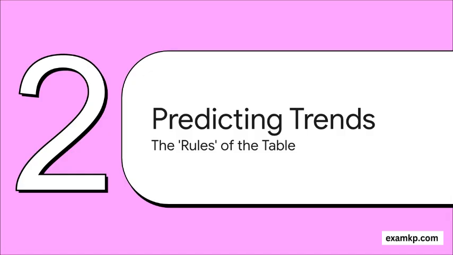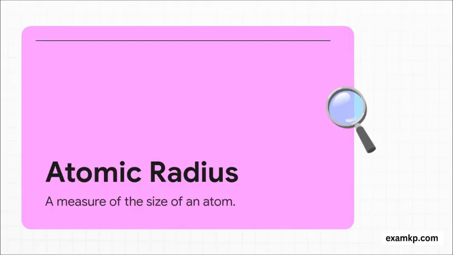Okay, so now we know the layout. This is where the magic really happens. We can now unlock the table's greatest power, predicting trends. These are like the rules of chemistry. If you understand these, you can answer a massive number of exam questions without having to memorize tons of individual facts. First on our list is atomic radius.